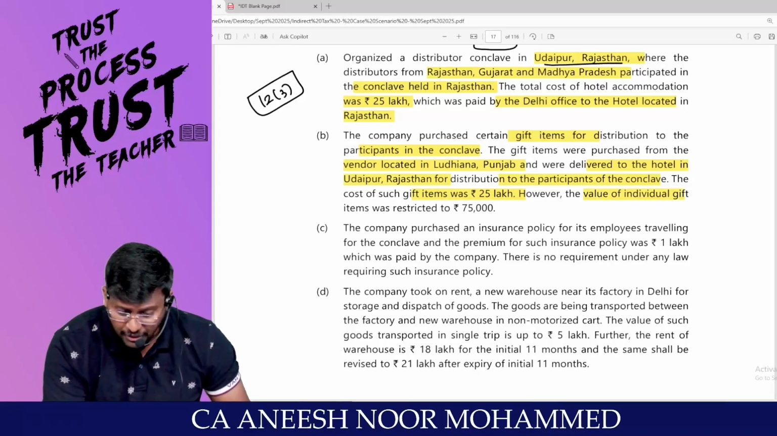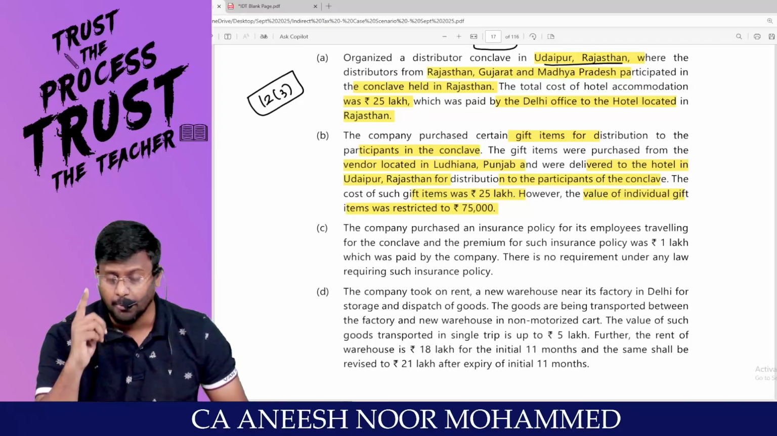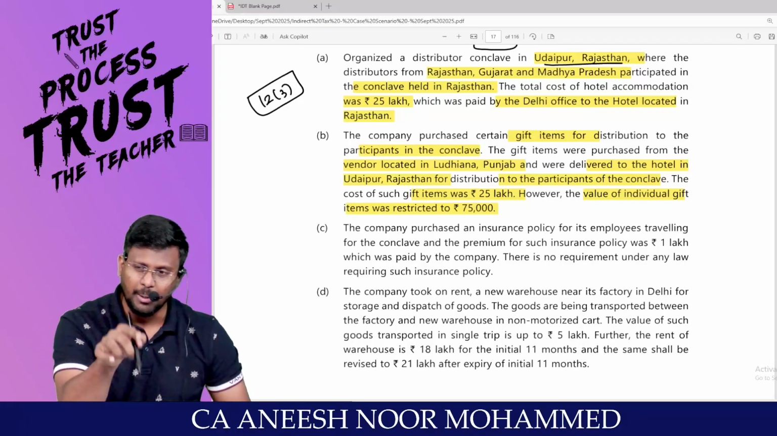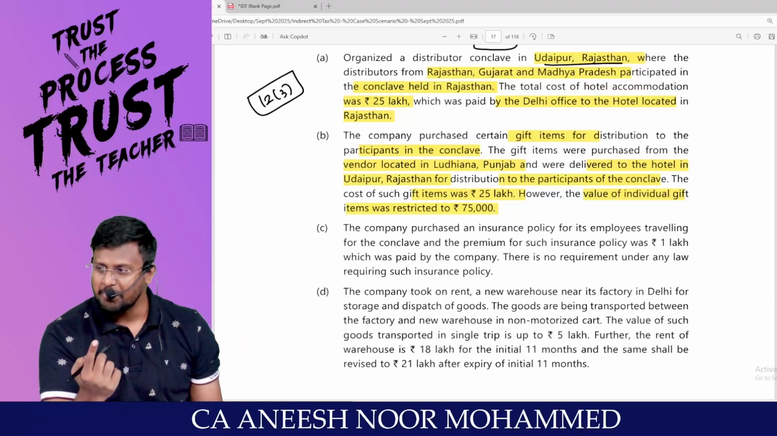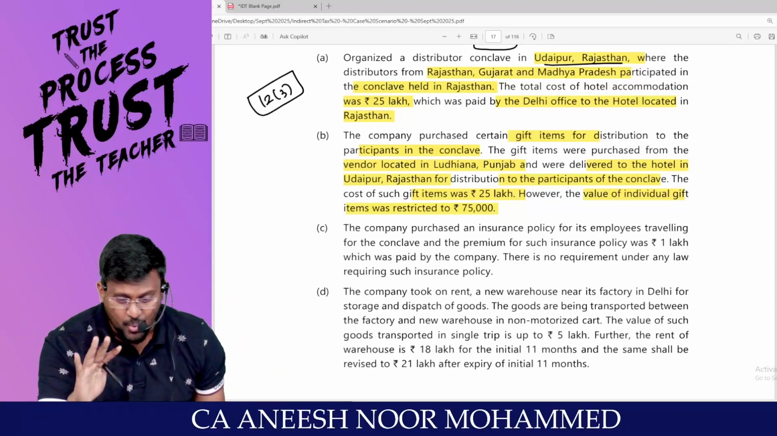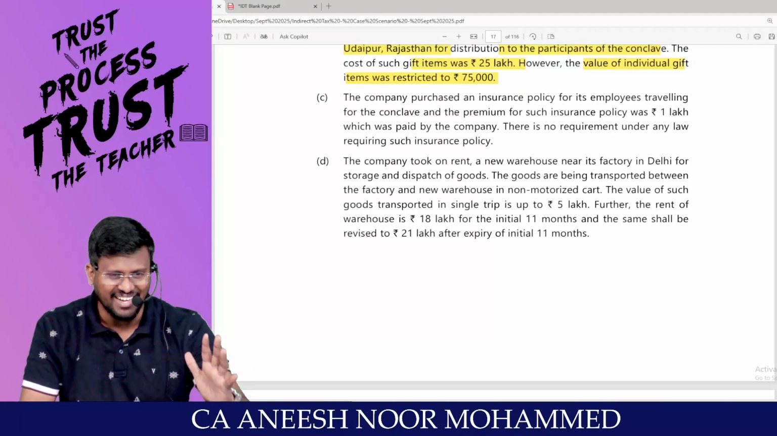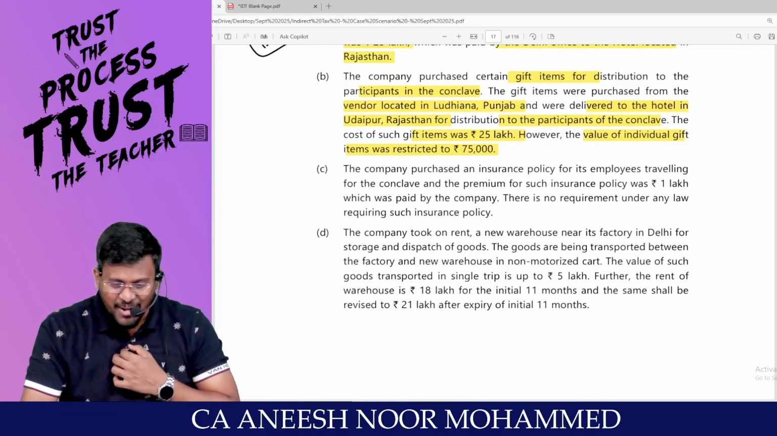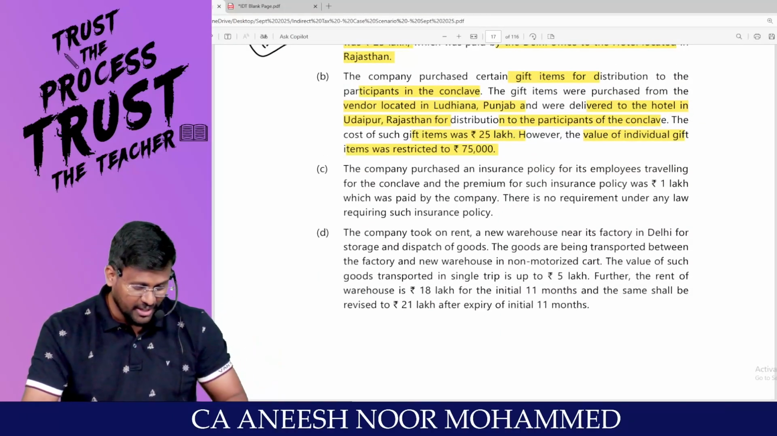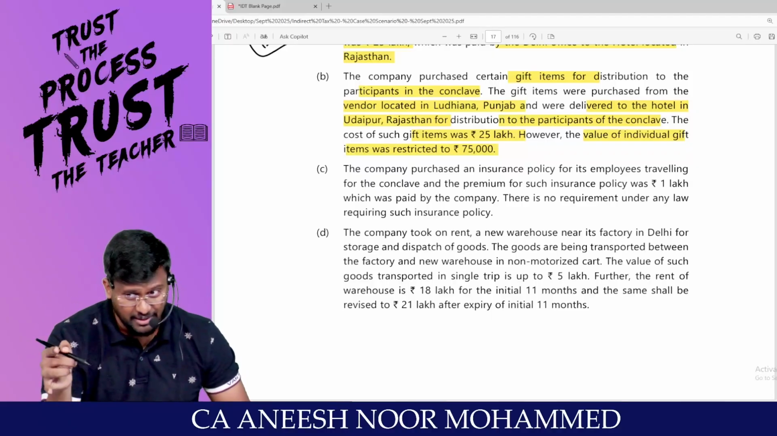However, the value of each individual gift item was restricted to 75,000. That provision is applicable only to employees, and even for employees, only the 50,000 rule is applicable. Are you all really with me? Sir, these people are unknown people. Unnecessarily the question is confusing. But I will say, I love you, ICAI. Because, my dear lovable students, after a minute, you will also start loving ICAI. I will tell you why.